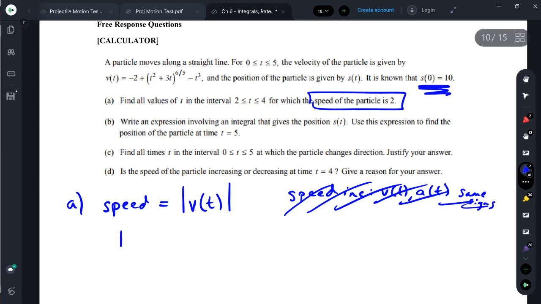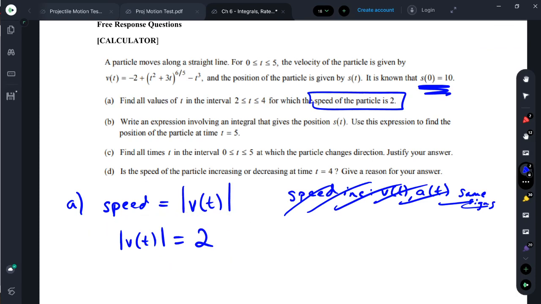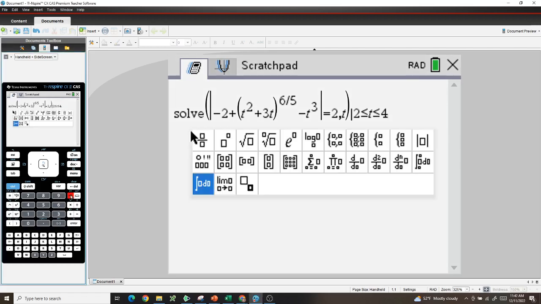So basically what they want us to do is take the absolute value of v of t, set it equal to 2. So you want to make sure that you write this down. That needs to be written down. And then from there, you can just solve everything on your calculator. So I went ahead and typed this in to save us some time. Now, the one thing that you might have forgotten about is the absolute value. The absolute value is right here. So it's that button next to the book, and then it's here in this top right corner.